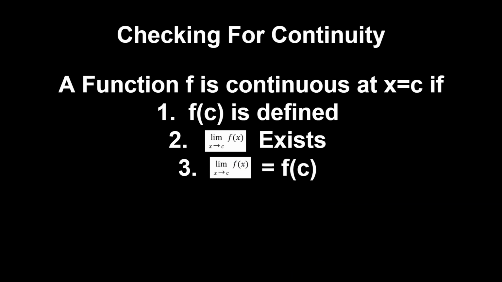When you're checking for continuity, you have to check if f of c is defined. Basically, when you look at the graph, is there a y value there? Is there no hole? Is there no asymptote? As long as the function continues through there, there's a point there, you're good there.